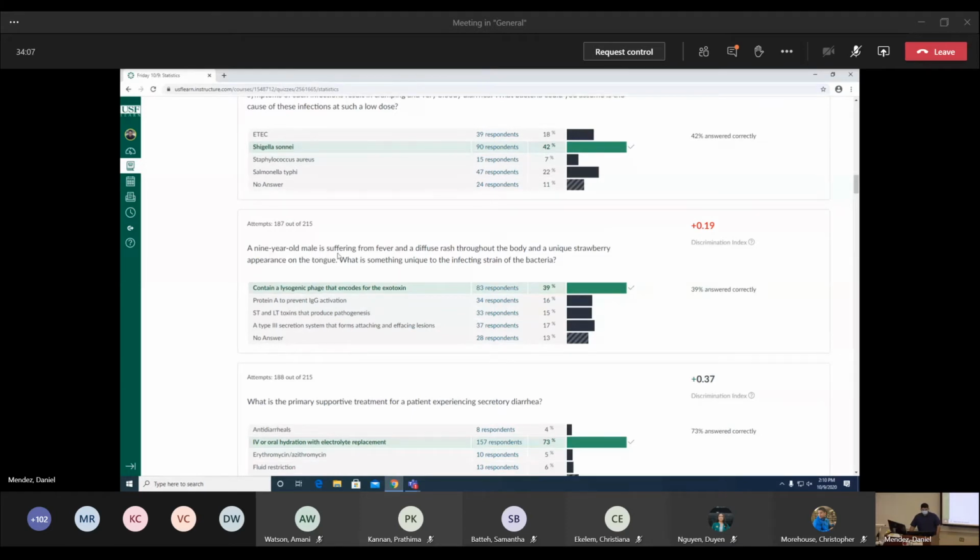A 9-year-old male is suffering from fever and a diffuse rash throughout the body and a unique strawberry appearance on the tongue. What is something unique to the infecting strain of the bacteria? So you need to look back at the question stem, strawberry appearance on the tongue. That's just going to give you the answer right there. From there, knowing which bacterium it is, so Pyogenes, you then have to know what its actual virulence factors or toxins are. So it does have an exotoxin. That exotoxin is carried by a lysogenic phage.